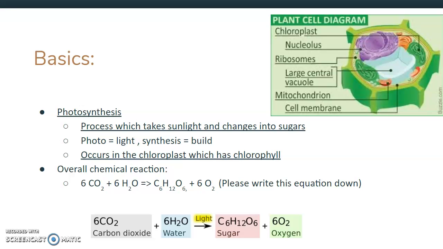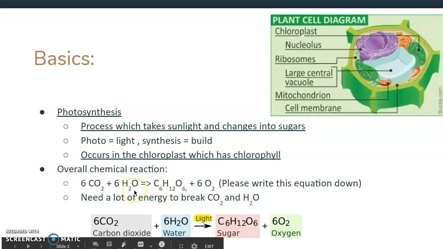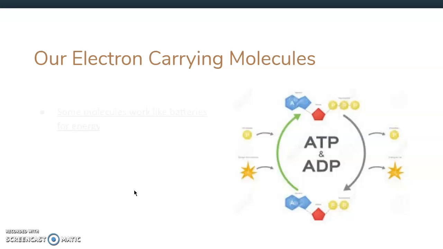Another important note is that we're going to need a lot of energy to break our CO2 and our H2O. So we need to learn where we get that energy from, which is in the form of light. But before we get there, another important thing before we get started, just to help you guys when we get to these complicated steps.